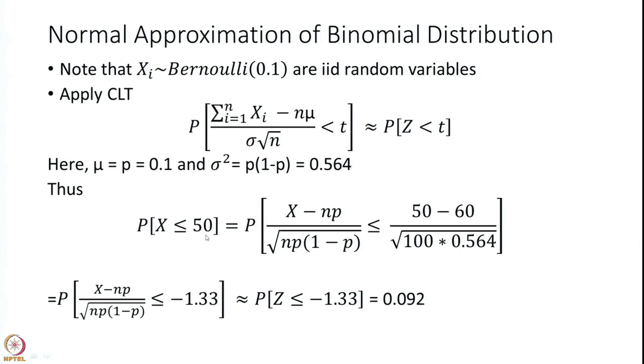And therefore, the probability that x is less than or equal to 50 is the probability that x minus np divided by square root of n multiplied by p times 1 minus p is this, and this comes to less than minus 1.33, which is approximately a standard normal variate less than this. This probability you can calculate either using normal tables, which I will discuss in the next slide, or you can use R, or even an Excel spreadsheet, which has a function to find this particular value. But in all the cases, please remember to look at the help.